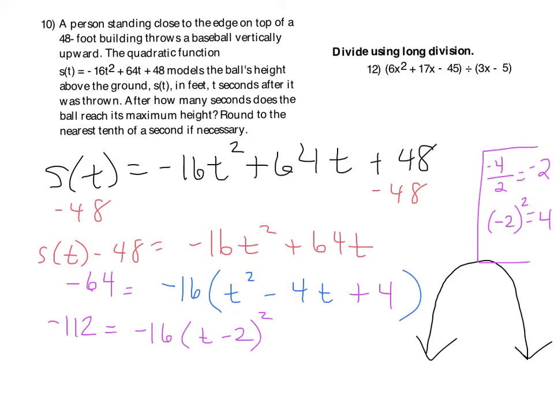You can factor your trinomial now. Again, what you got when you took half was negative 2. That's what goes right there. And then move your 112 back over.